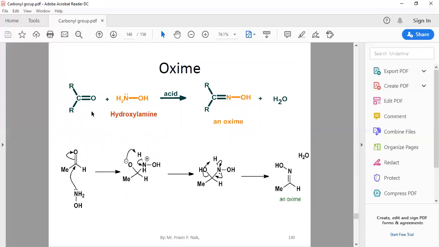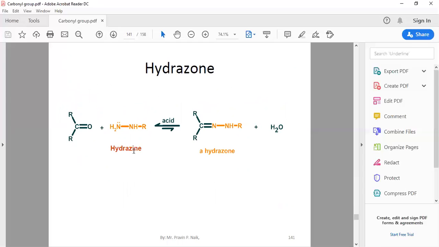Next is the reaction of carbonyl group with hydroxylamine, NH2OH. Simply this oxygen will be replaced and this nitrogen will be attached over here, and it forms the oxime. Next is the reaction with hydrazine. Again the oxygen is substituted with the nitrogen and it forms hydrazone in presence of acid catalyst.